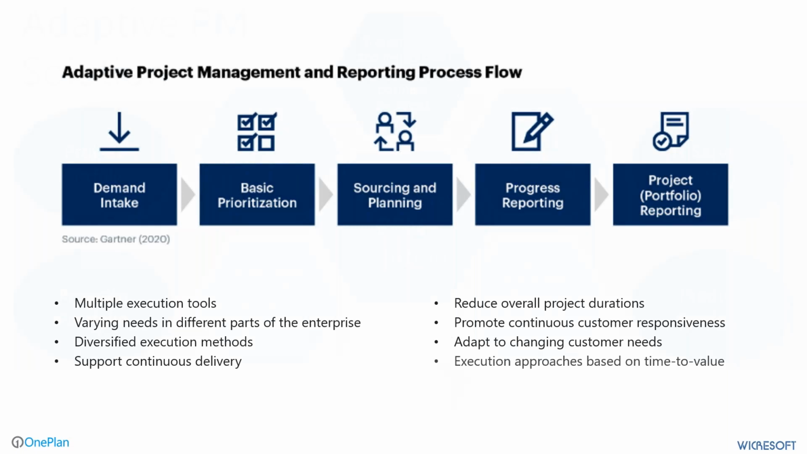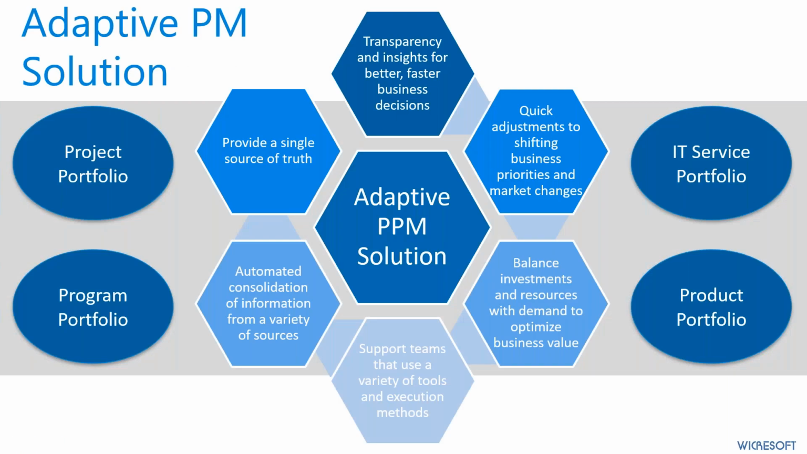So an adaptive PM solution should have the ability to support a number of different types of work, different facets that support different parts of your organization. And in this case, different portfolios. I just show 4 examples that exist in many organizations today: a project portfolio, a program portfolio, maybe an IT service portfolio for internal stuff, and product portfolios for new product development and things that we're doing for customer-facing pieces.